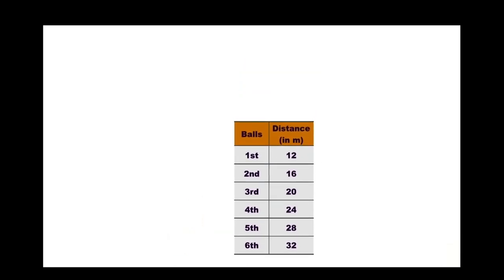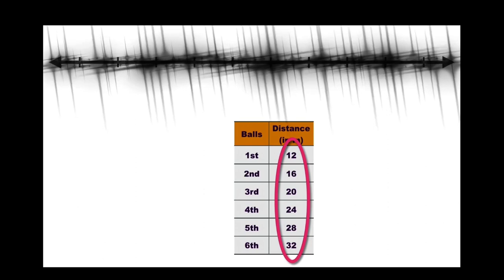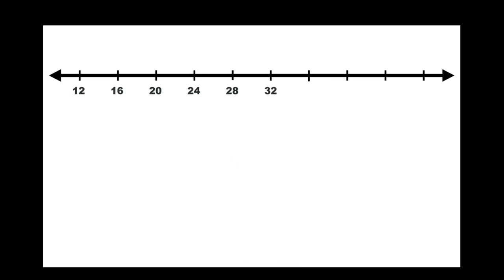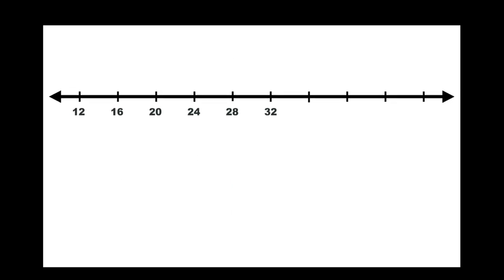We will be focusing on these numbers to study the arithmetic progression. Let us represent these numbers on a number line. The interesting thing about this set of numbers is that the difference between any two consecutive numbers is a fixed number, that is 4.